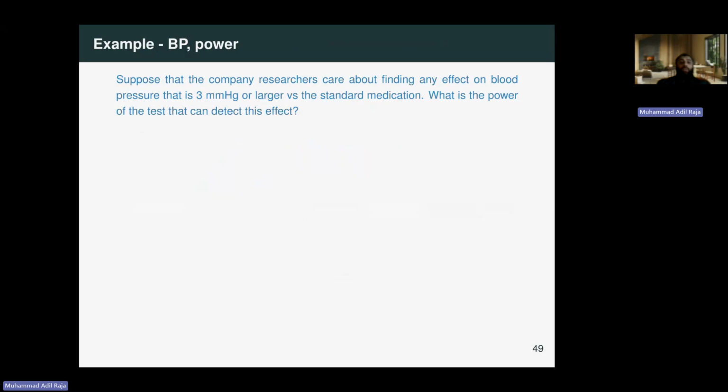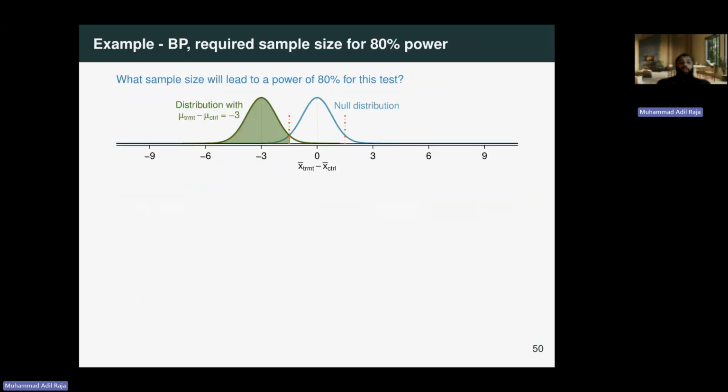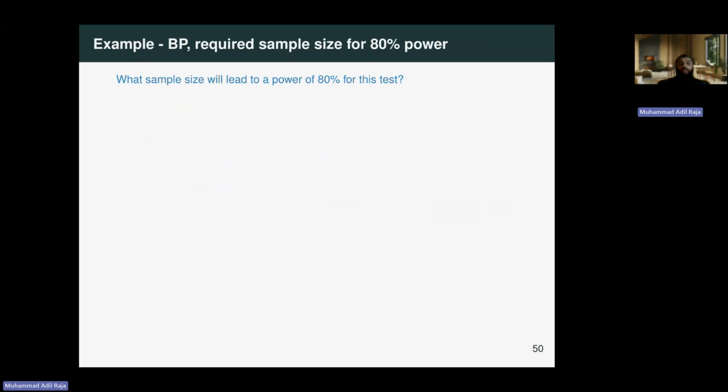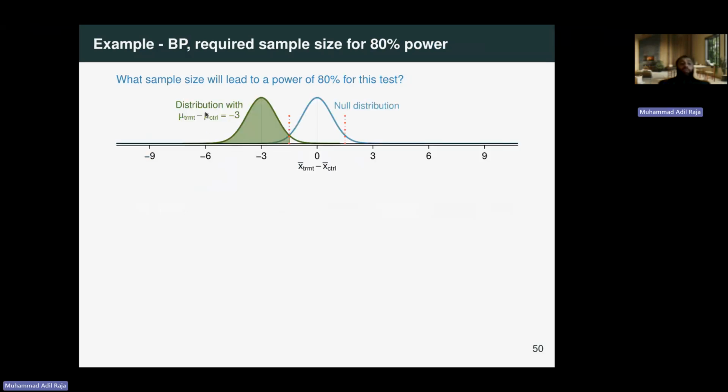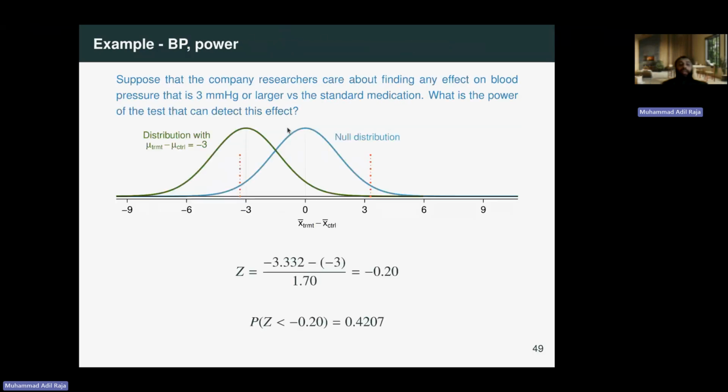So there was something I marked over here. What sample size will lead to a power of 80% for this test? So what we want is to have 80%. But by the way, before I do that, I have to tell you what the power now is.